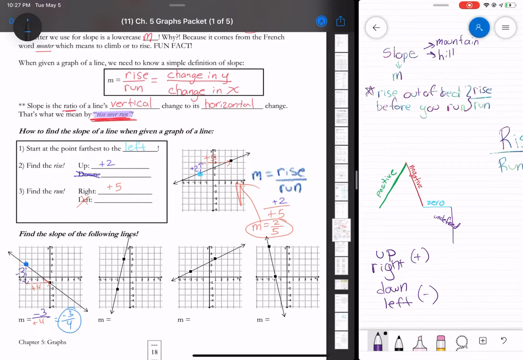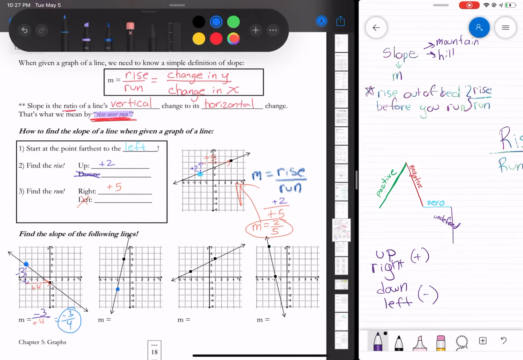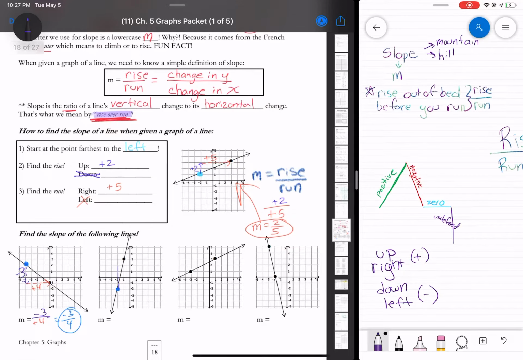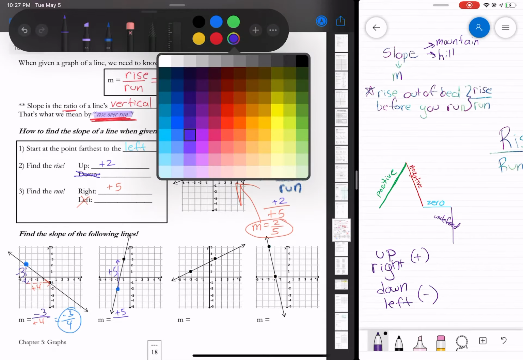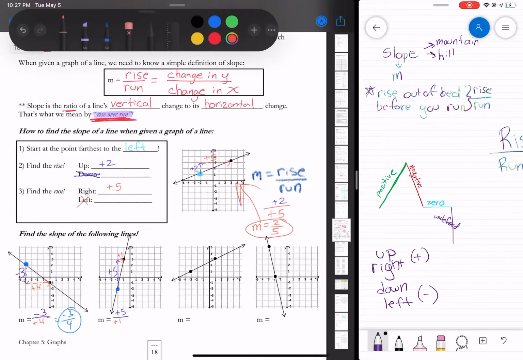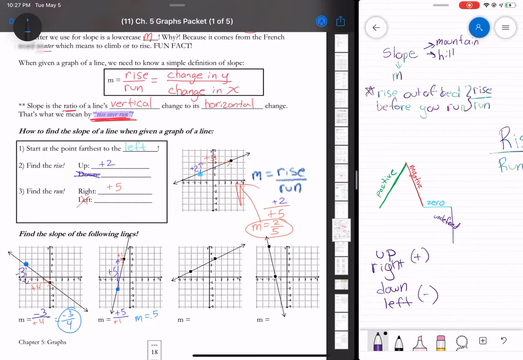Let's go to the next one. Start on the one all the way to the left. I'm going to find my rise. I notice that I have to go up. So let's go 1, 2, 3, 4, 5 up. So it's a positive 5 for the rise. And then I notice that my run goes to the right, positive 1. So that means my slope for this one is going to be 5 over 1. And actually, that can be simplified even further. So I get m equals 5.